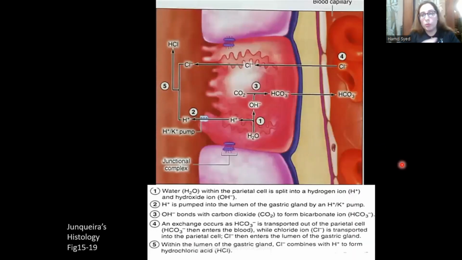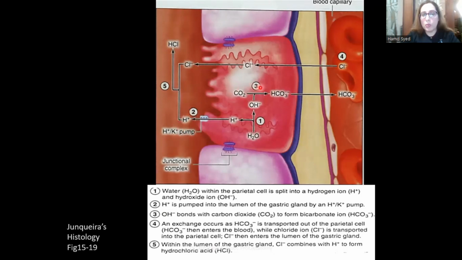So let's talk about the production of HCl, a little bit of biochemistry. Let's look at how this substance is produced by the parietal cell within the mucosa of the stomach. So over here, we can see that within the parietal cell, the very first step which you have to keep in mind in HCl production is that water within the parietal cell is broken into the hydrogen ion and the hydroxide ion. And then you can see that this hydrogen ion is then pumped into the lumen of the gastric gland by a proton potassium pump. So this hydrogen ion has entered the lumen of the stomach.